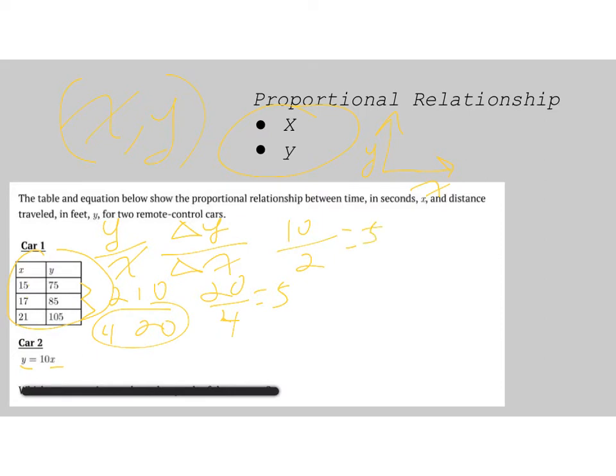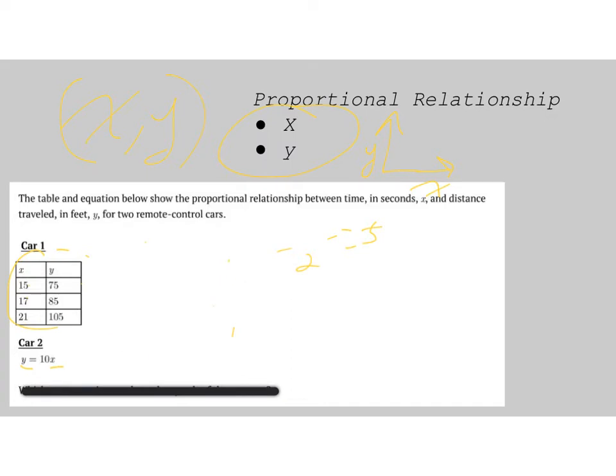Car 1 goes how far? What is y? Feet. 5 feet per 1 second. So car 1 is 5 feet per second. Its slope, its rate of change, its proportion is 5 over 1. Now let's take a look at car 2. Oh, it's already written in an equation for us.